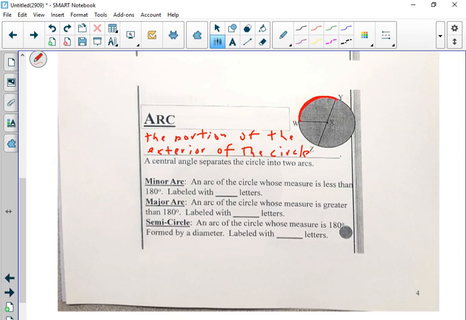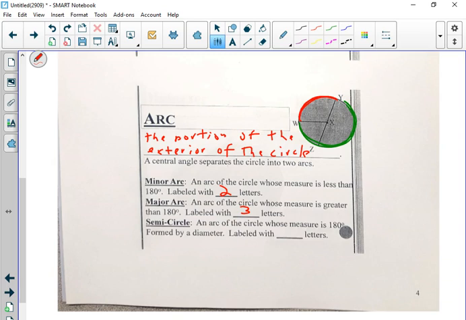And that's called a minor arc. An arc of a circle whose measure is less than 180 degrees, labeled with 2 letters. Okay? And then we also have a major arc. The other part of the circle, right there, that's a major arc. And that's labeled with 3 letters.